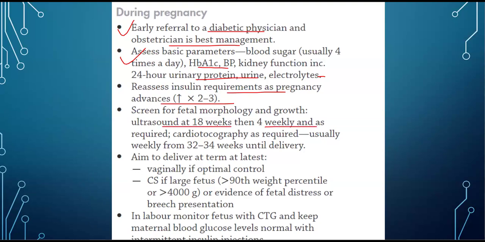So the baby will get ultrasound from 18 weeks and every 4 weeks thereafter. The aim of delivery would be vaginal, but if the baby is very big, like more than 4 kilos, in that case, C-section will be indicated.